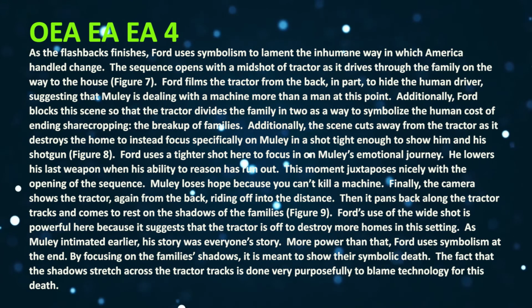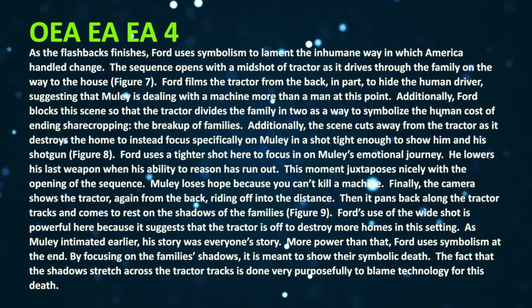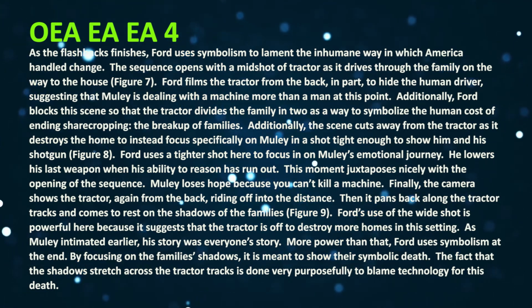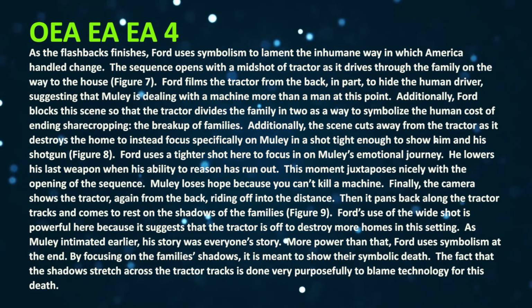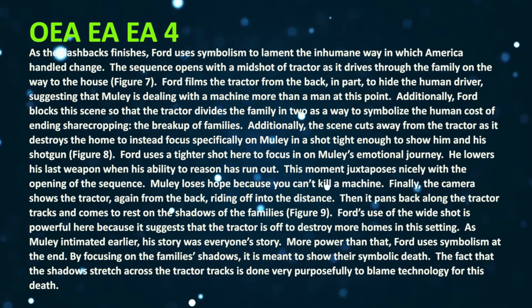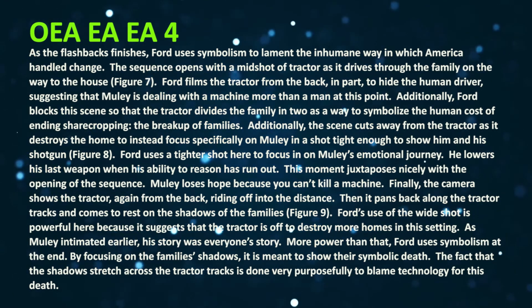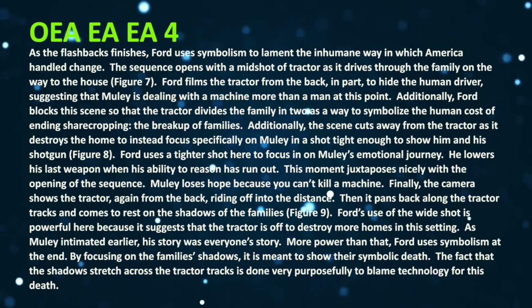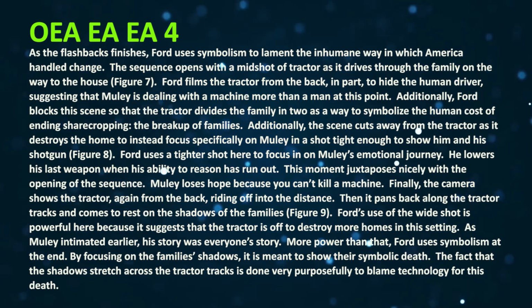As the flashback finishes, Ford uses symbolism to lament the inhumane way in which America handled change. The sequence opens with a mid-shot of the tractor as it drives through the family on the way to the house, figure 7. Ford films the tractor from the back, in part to hide the human driver, suggesting that Muley is dealing with a machine more than a man at this point. Additionally, Ford blocks this scene so that the tractor divides the family in two as a way to symbolize the human cost of ending sharecropping, the breakup of families.